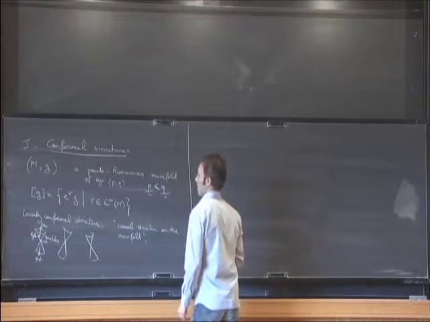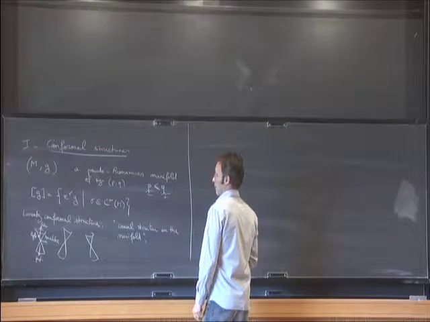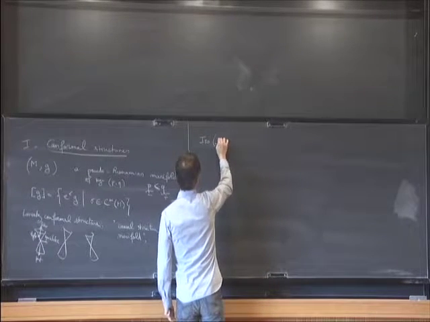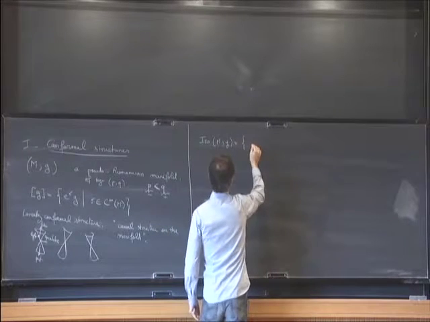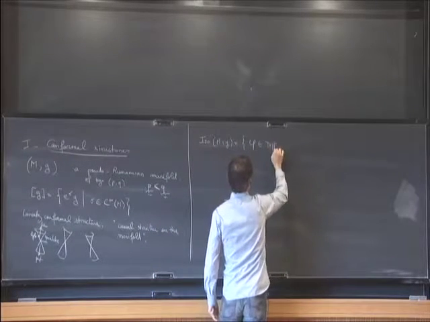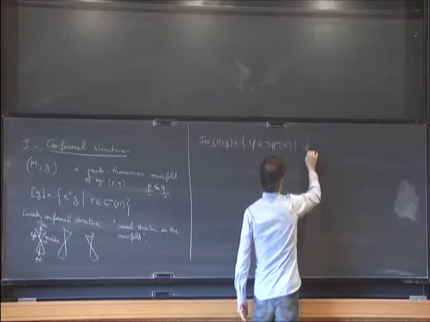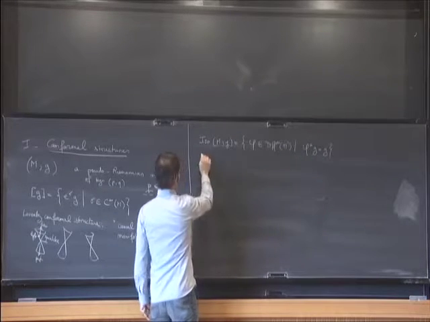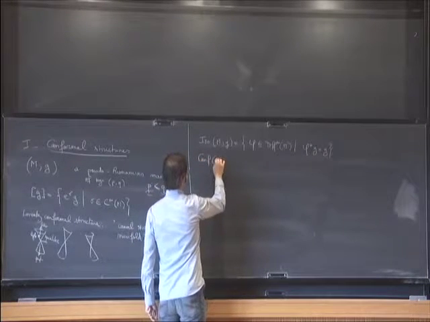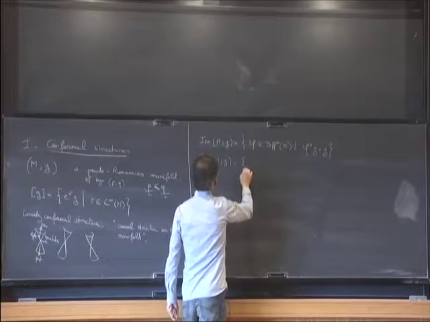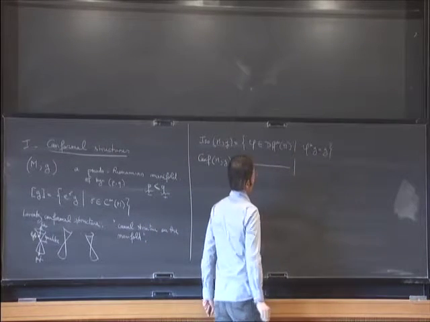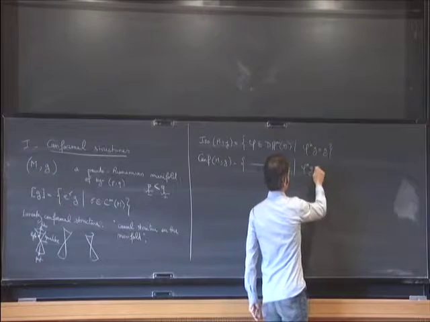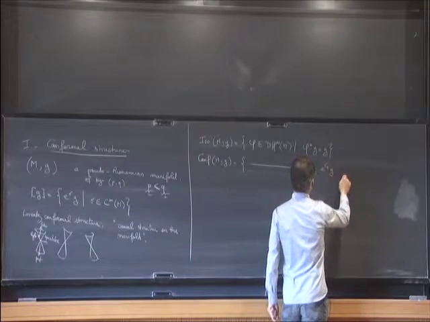So two groups will interest us today. The isometry group of the structure, which comprises all smooth diffeomorphisms of the manifold preserving the metric. And the group of conformal transformations of the manifold, which comprises all smooth diffeomorphisms which preserve the conformal class. So it means that when you pull back the metric, you get another one in the conformal class.